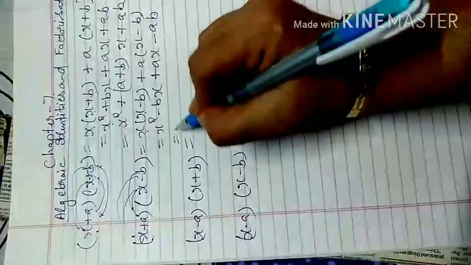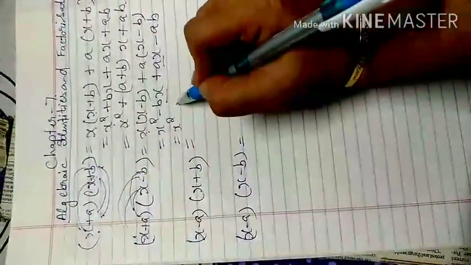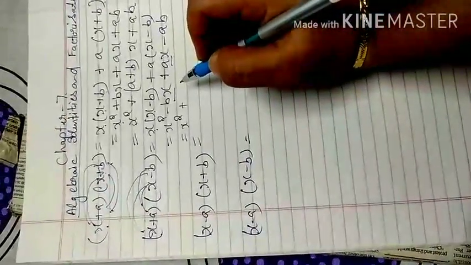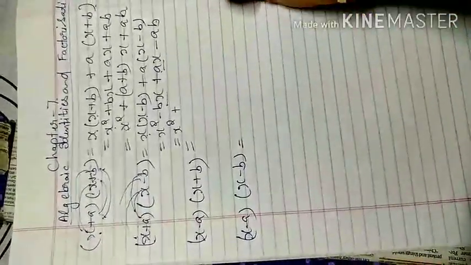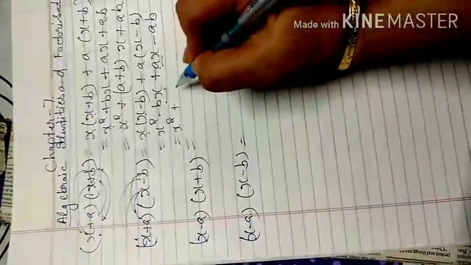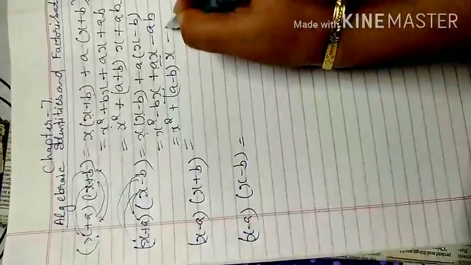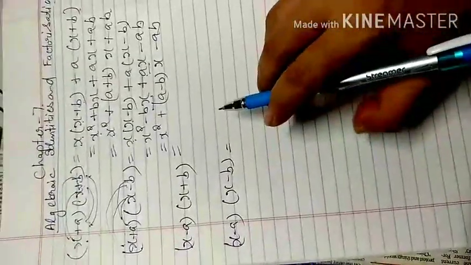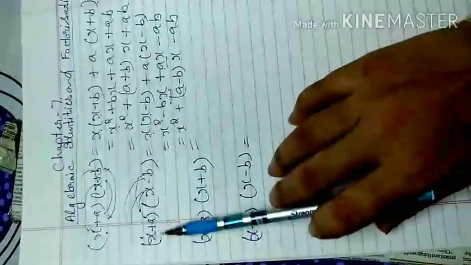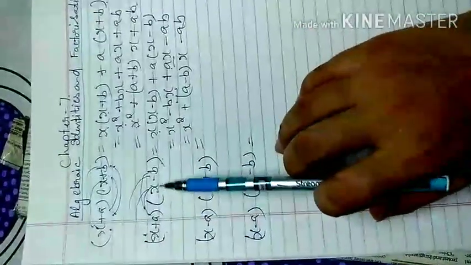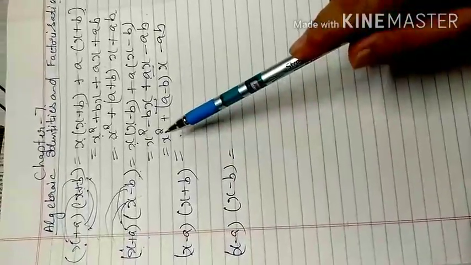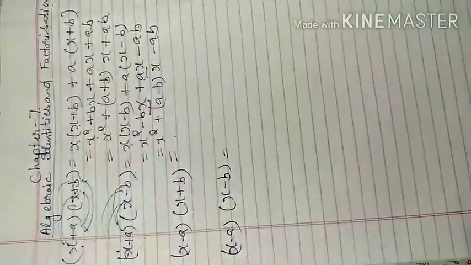Here I can take common, because these are like terms. As you did in polynomials, only the numerical part multiplied by the variable is added. So a and b are considered numeric, and when we add and take x common, that will be a minus b x minus ab. What is the meaning of this? If I have to multiply two polynomials in which the first term is same and the second terms are different, one positive and one negative, instead of writing this long procedure, I can directly apply the formula x square plus a minus b x minus ab.